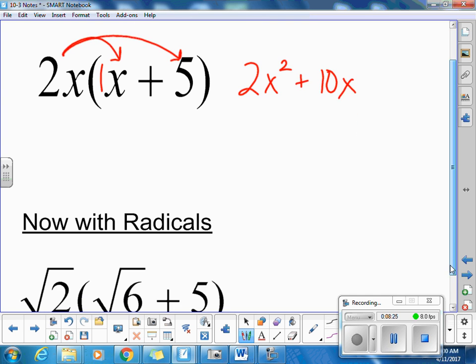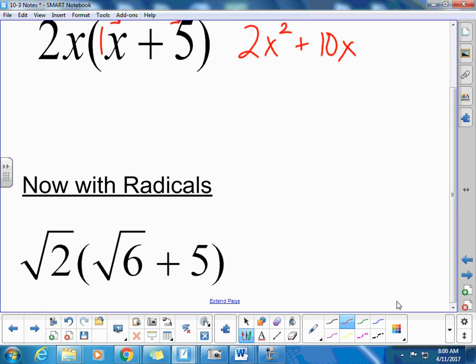Same idea with radicals. So I say numbers times numbers, radicals times radicals. So if I take square root of 2, it has the square root of 6 to multiply together. So I have square root of 12 plus, now this is just 1 square root of 2, so I take 1 times 5, which is just 5 square root of 2.